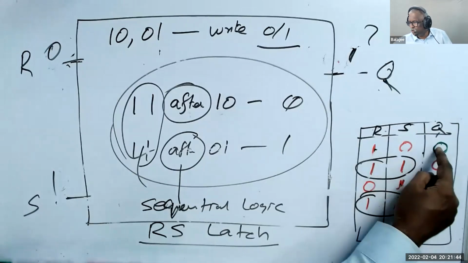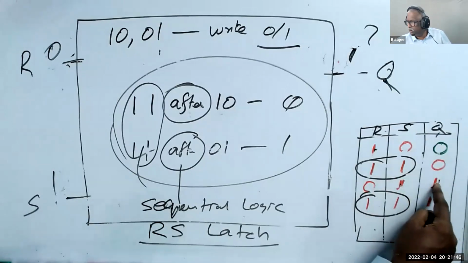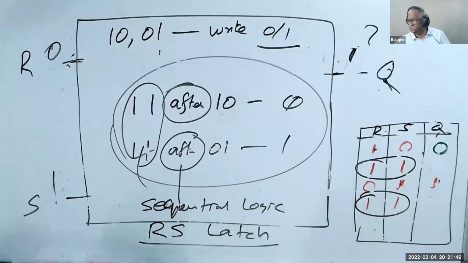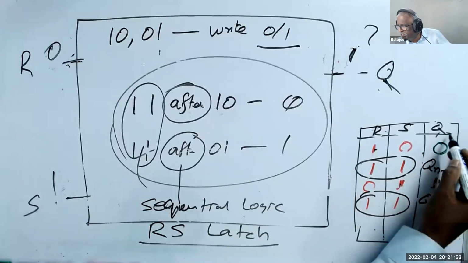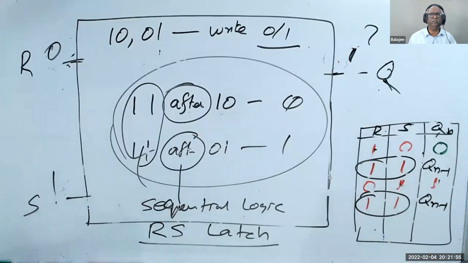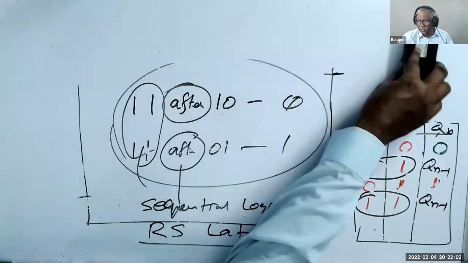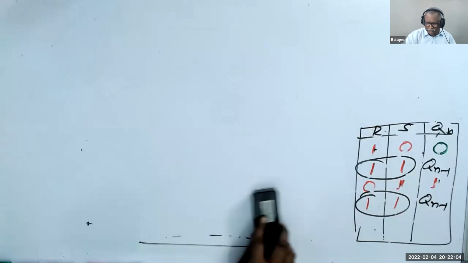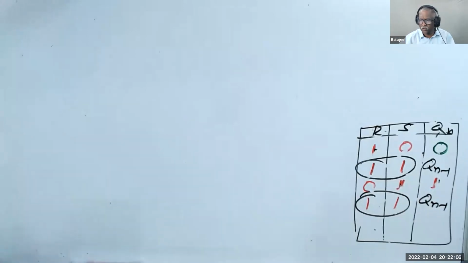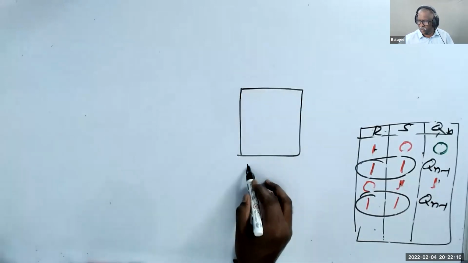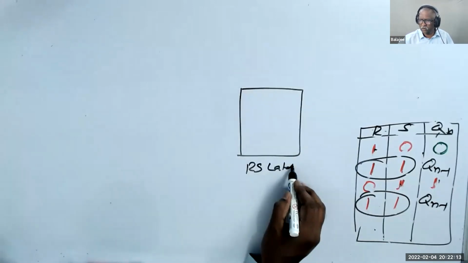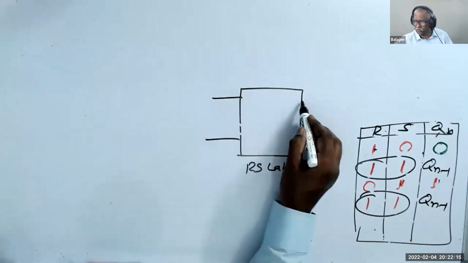1, 0 means 0. 0, 1 means 1. 1, 1 means we write Q, n minus 1. N minus 1 means previous. N is present. N minus 1 is previous. That's the way we write the table. So now what we do here is we make this table small. This is called RS latch, which has 2 inputs, 1 output.